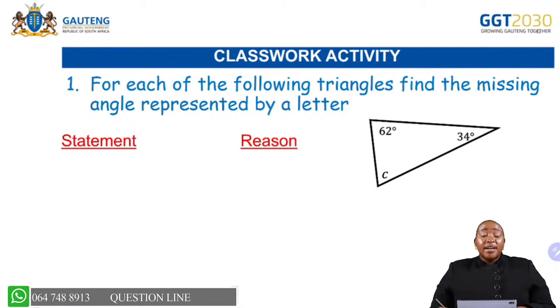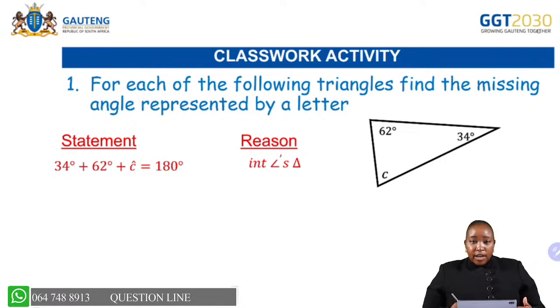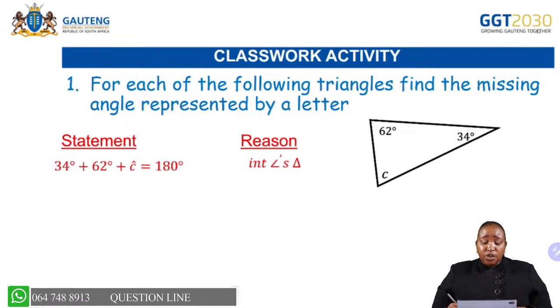And that means the three angles inside the triangle must be equal to 180 degrees, right? Now you write that statement in mathematical form, and that statement will be 62 degrees plus 34 degrees plus the angle C is equal to 180 degrees. Okay, and then you give a reason for that. My reason is interior angles of a triangle. You could have used angle sum in a triangle. You're welcome to choose one of the three reasons. Please don't feel restricted to the one I am using.